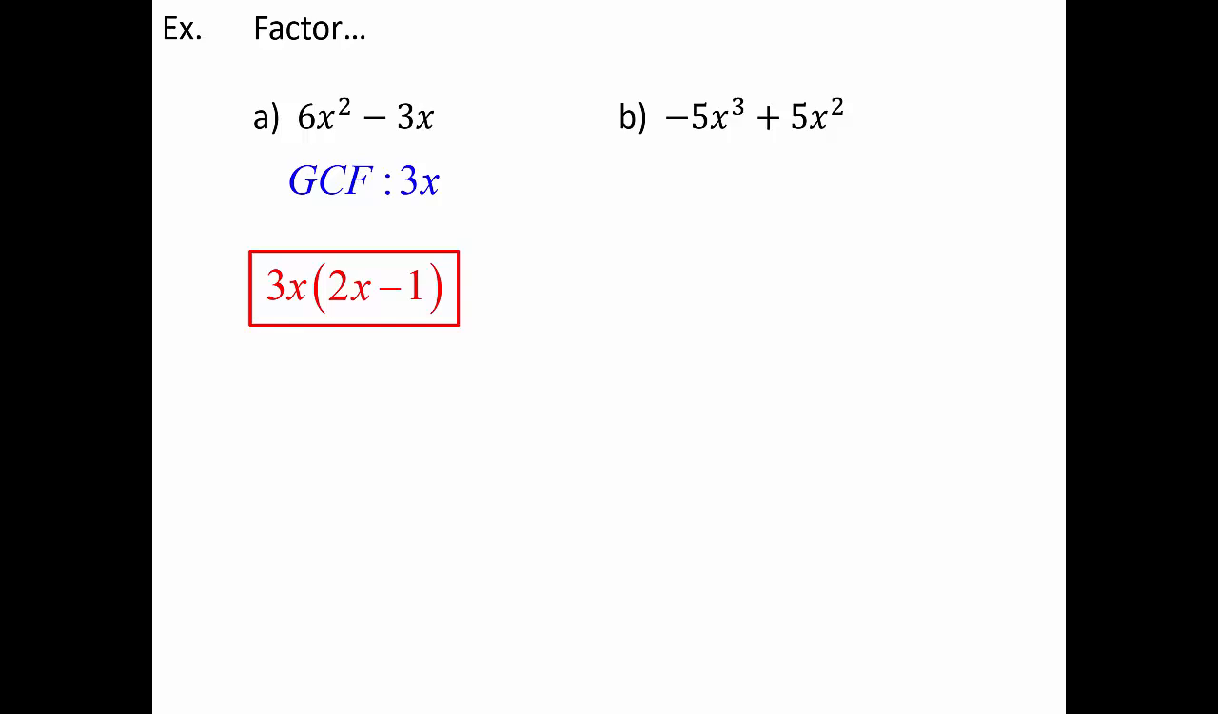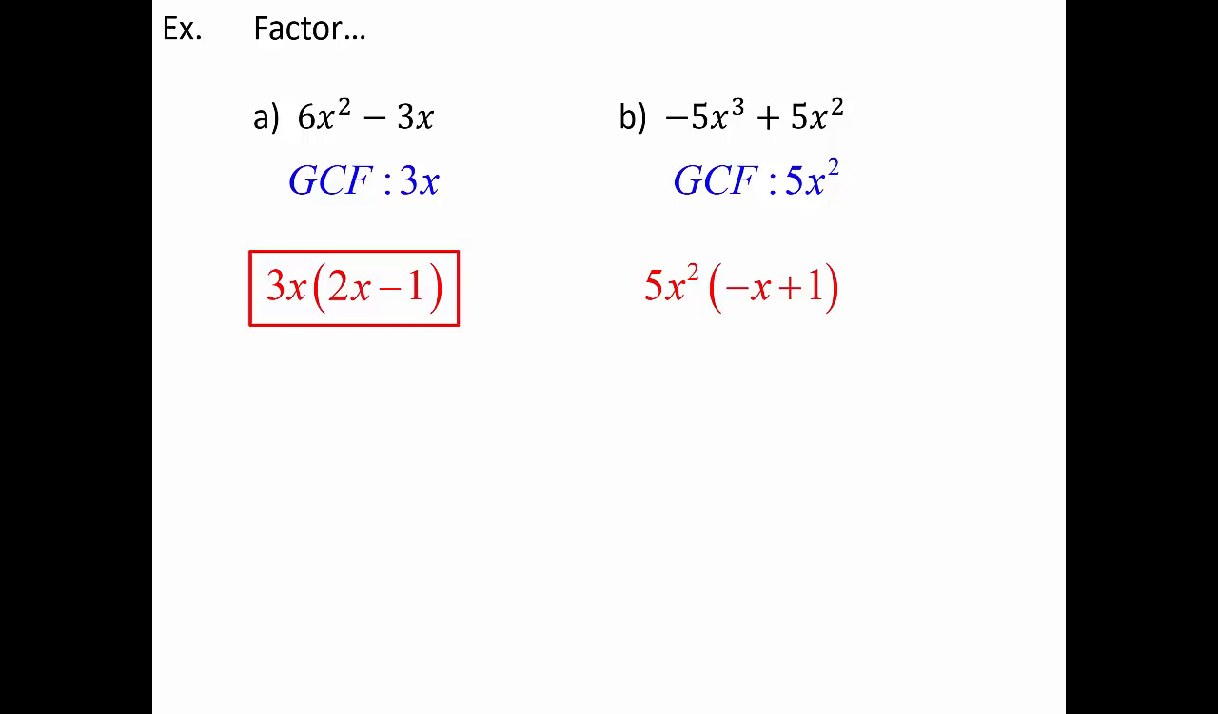All right, looking at the second problem, negative 5x cubed plus 5x squared. Again, there are 2 terms, so the factoring method will be GCF. What is the GCF between negative 5x cubed and 5x squared? Well, you may have said that the GCF is 5x squared. If you didn't say 5x squared, put a pin in it, and we'll come back to it a little bit later. So I put the 5x squared on the outside. That would leave negative x plus 1 on the inside.